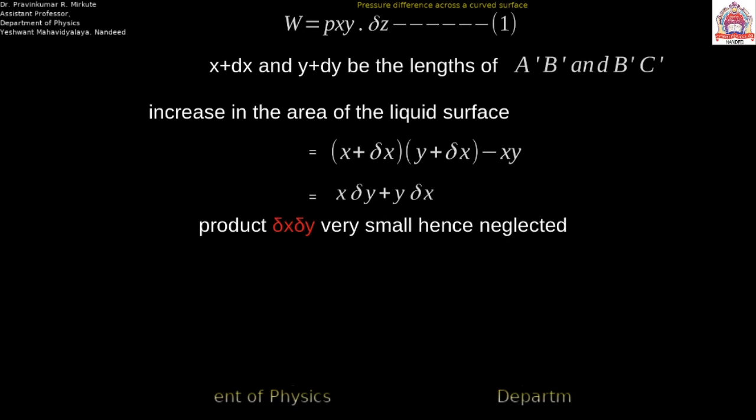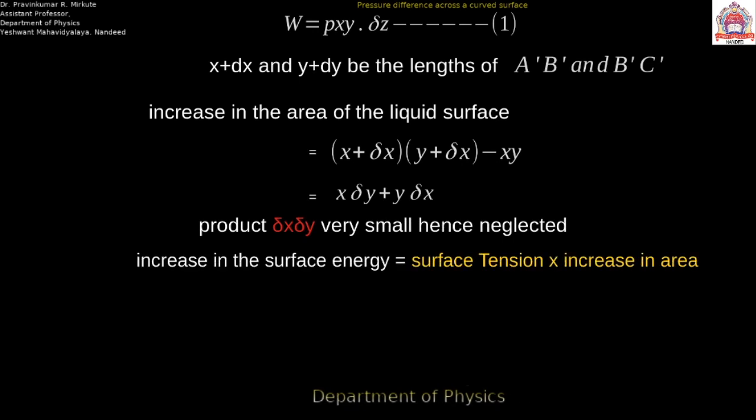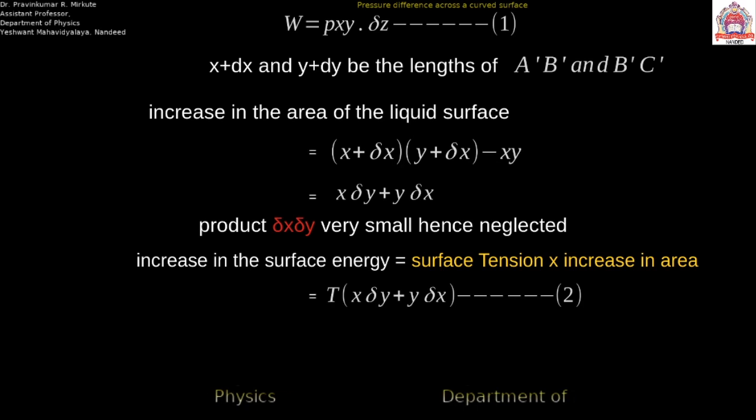So this is the increase in the surface energy, and that is equal to the work done, which is done in expanding the surface by the excess pressure. Hence equation 1 can be written with the surface tension T times (x delta y plus y delta x), since the increase in surface energy is nothing but the surface tension into the increase in area.